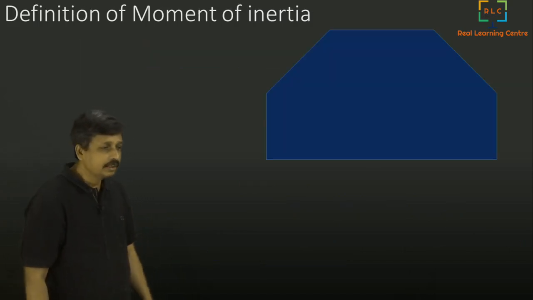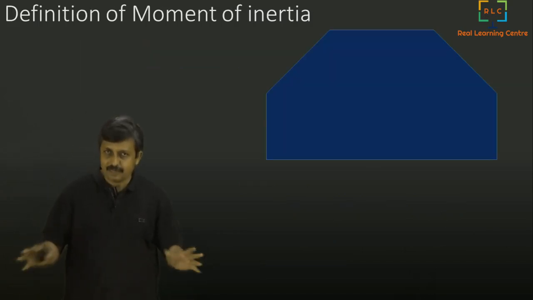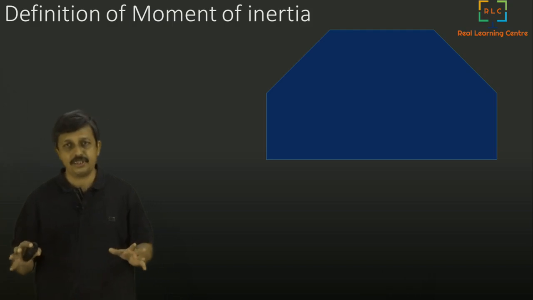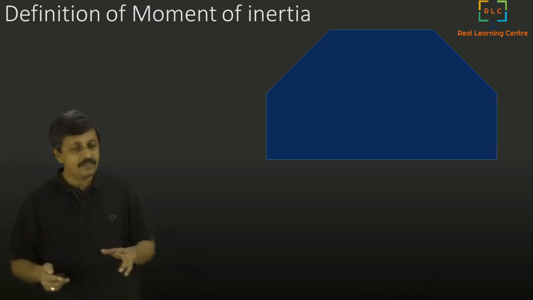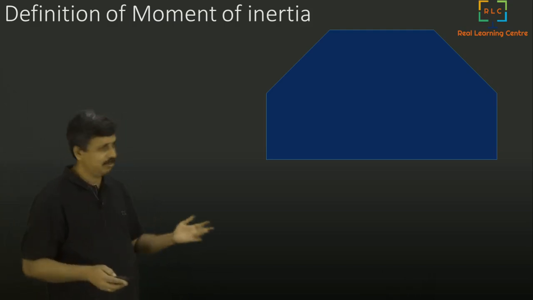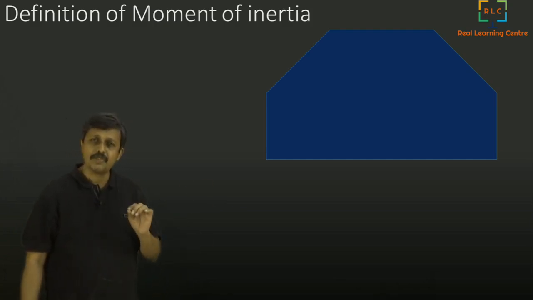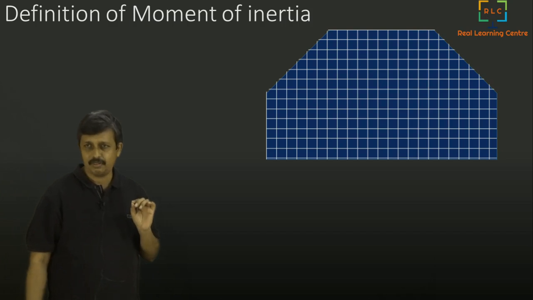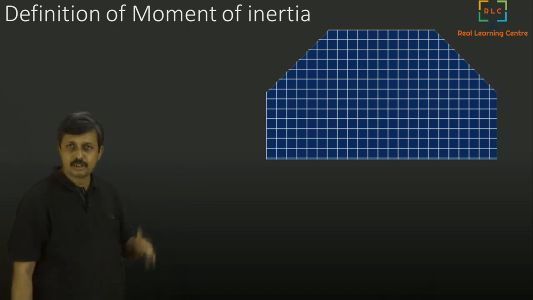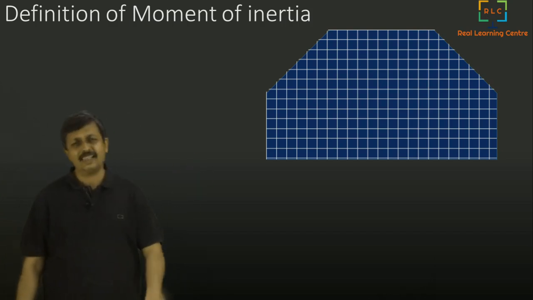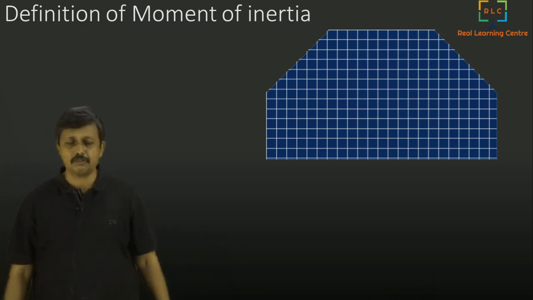Okay. Now, let's go to the official definition. Definition of moment of inertia. What is the definition? The definition is that you take any object, any randomly shaped object. We can cut that object into small pieces. Like this. You can cut them into small pieces, any number of pieces, lots of pieces.